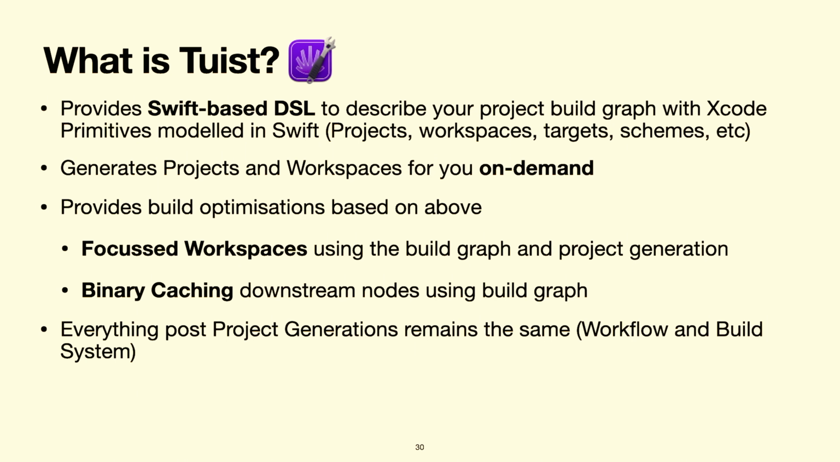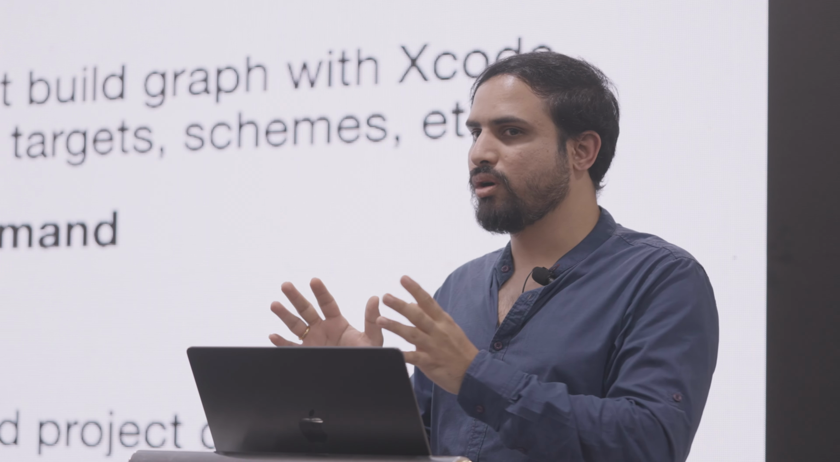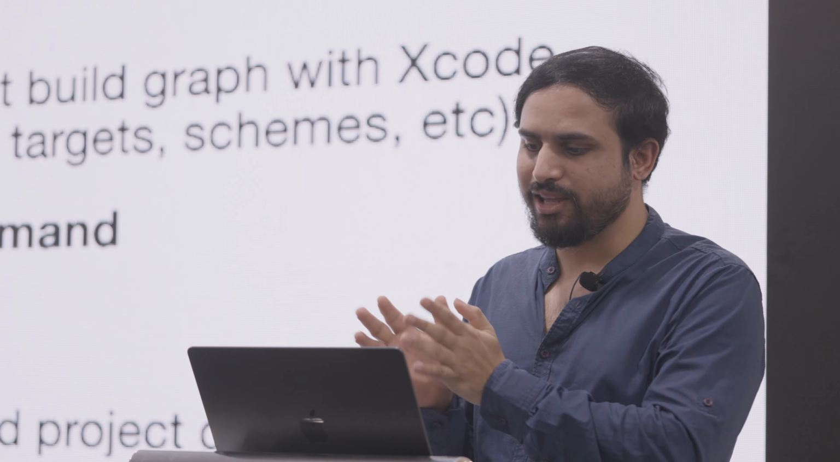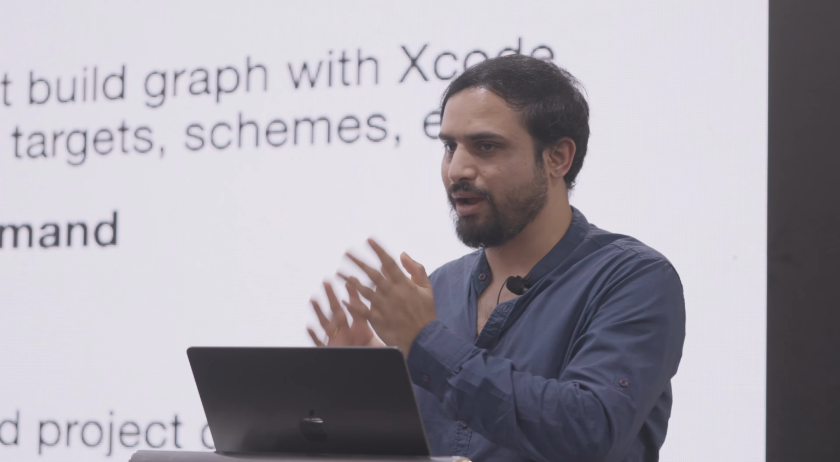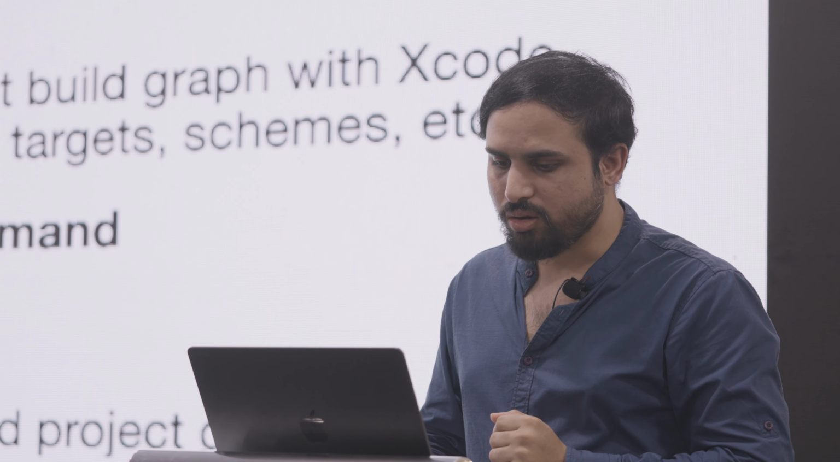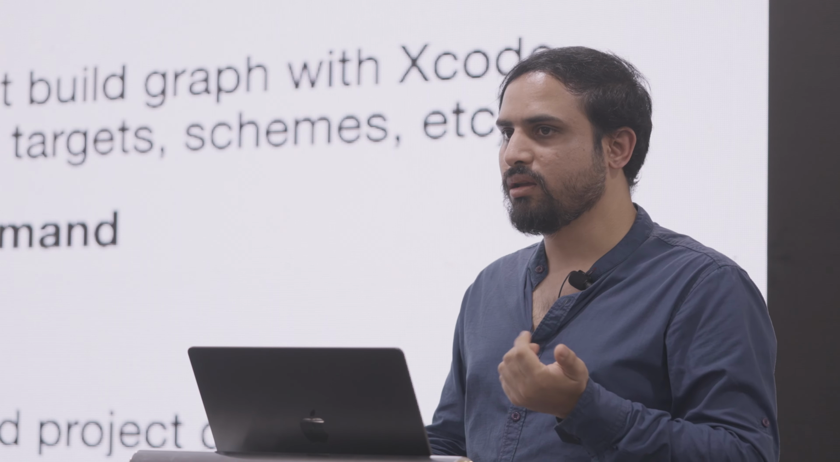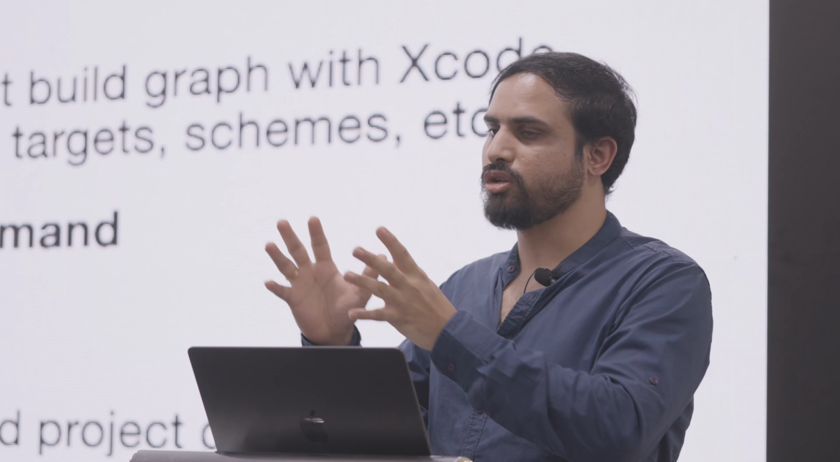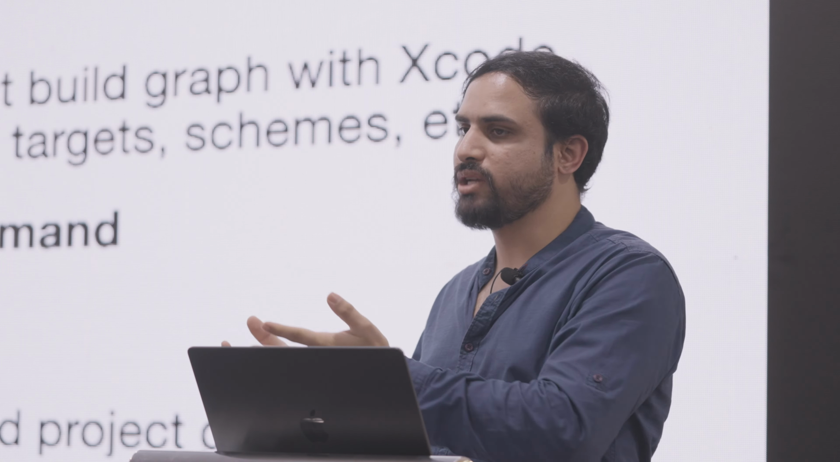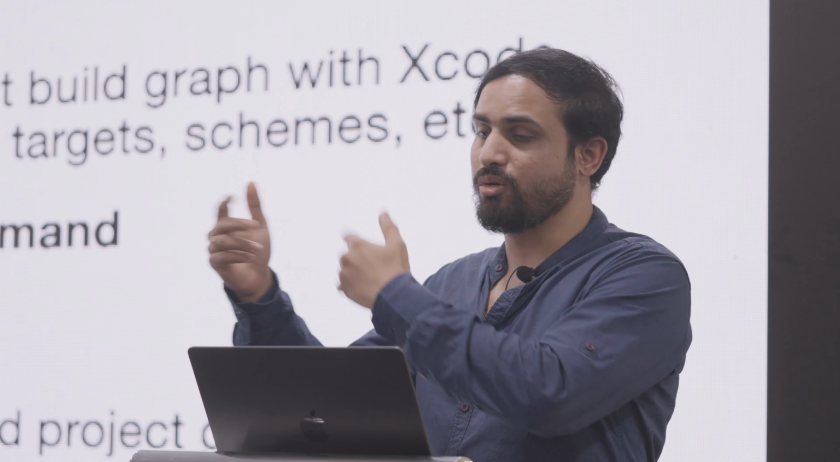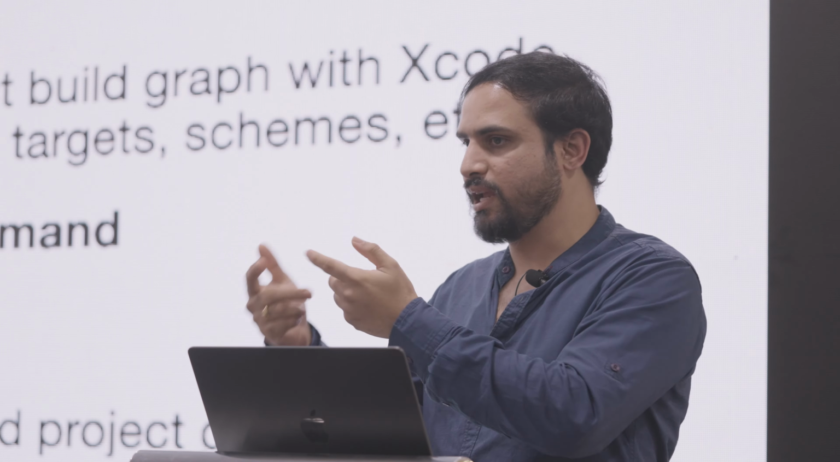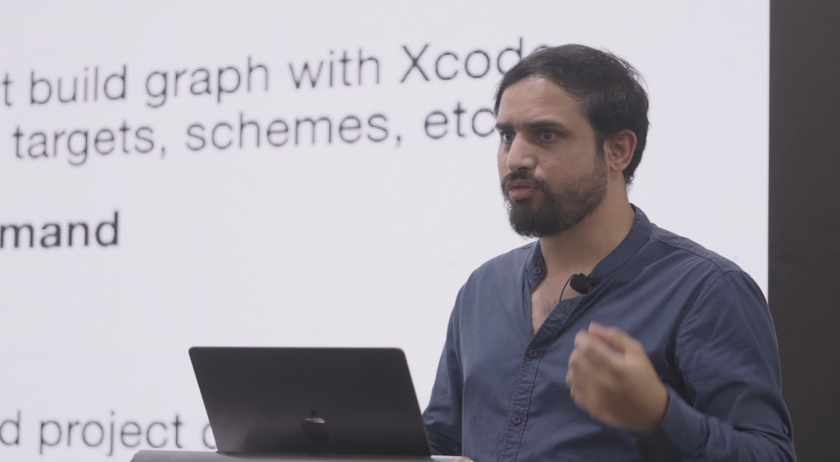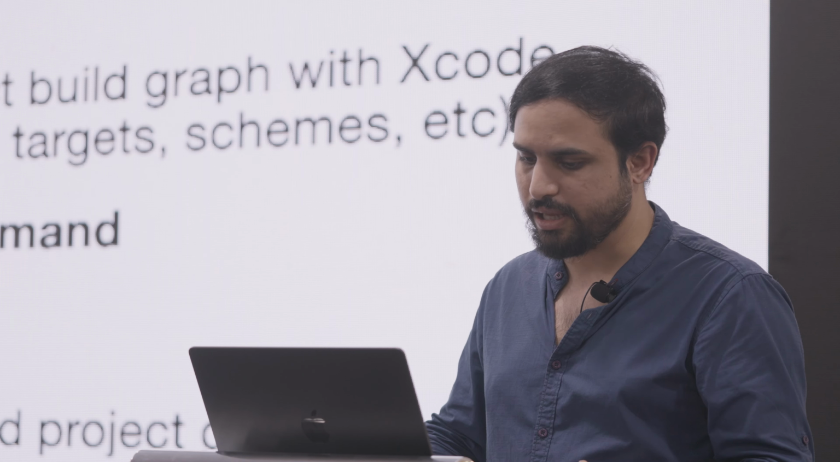And everything post-project generation actually remains the same. So there's no change of build system like when it comes to Bazel. So if you run into issues, most probably your issue will be found on Stack Overflow. So you don't have to go hunting elsewhere. And also when it comes to linting, they have codified a lot of configuration rules into the framework. So if you make a mistake while you're trying to write your project description and you try to generate the project, it will complain and tell you, hey, you can't be doing this because you can't link it in a particular way. So it has a lot of domain knowledge that has been coded into the framework itself.